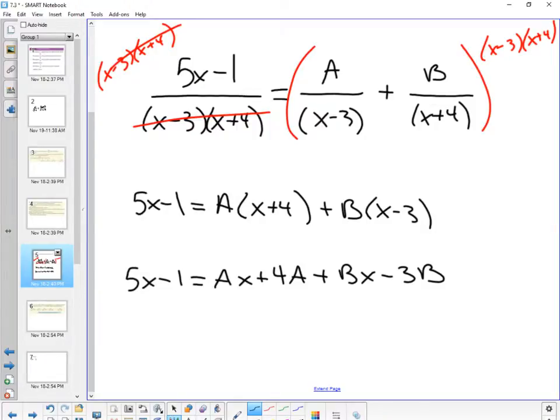All right, I'm going to group all the x stuff together over here. So that means ax and bx, right? And then I would have something that doesn't have an x. So plus 4a minus 3b. Is that correct there? Yes. Okay.